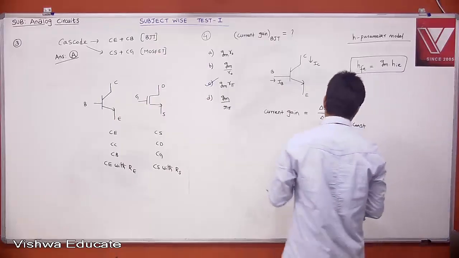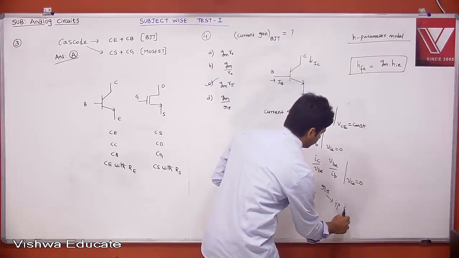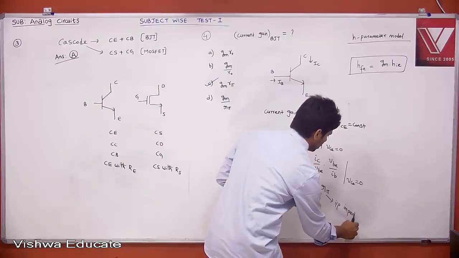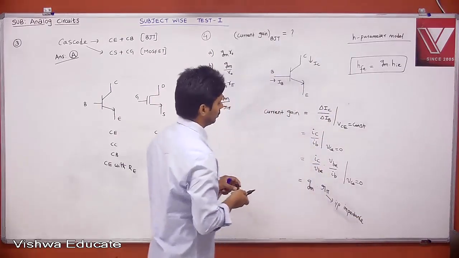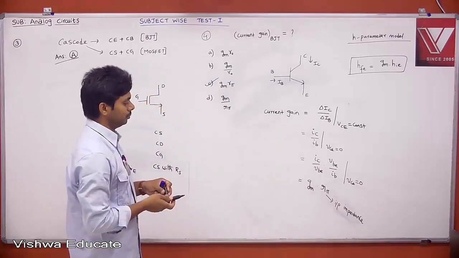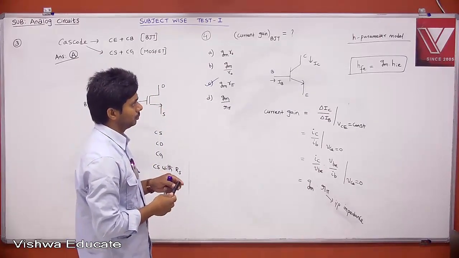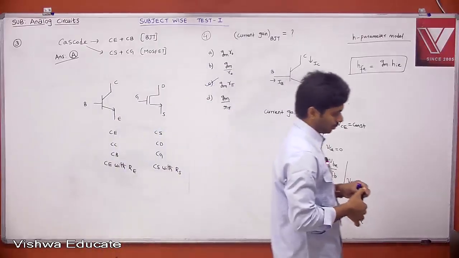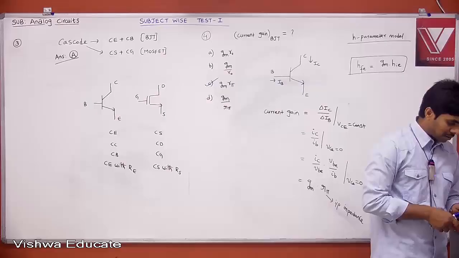Your R pi is nothing but input impedance, input resistance from the hybrid pi model. This is transconductance. Therefore, answer is C.